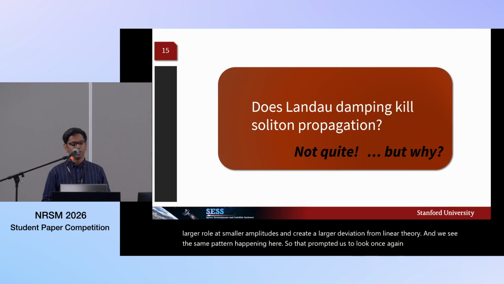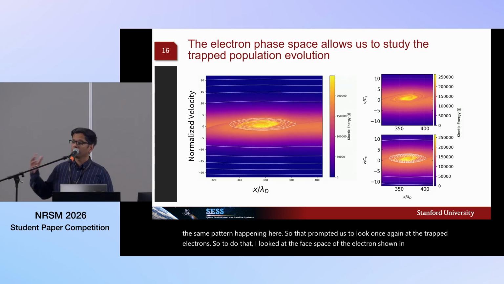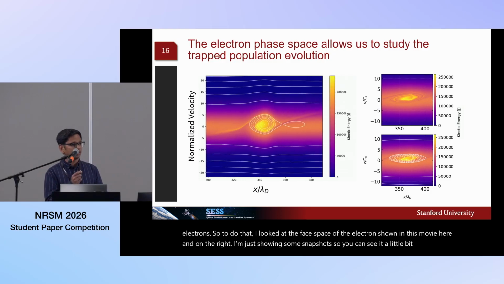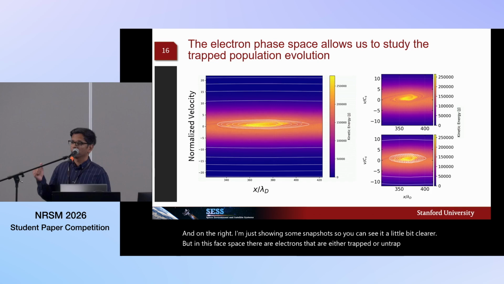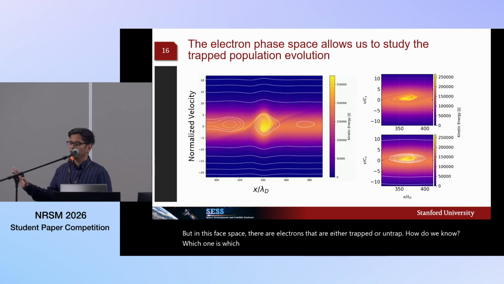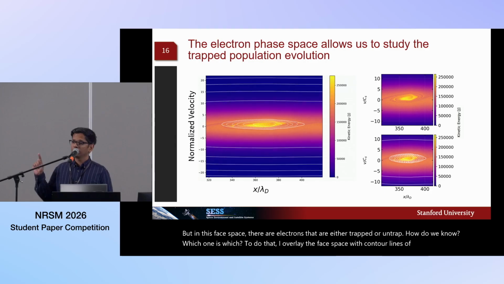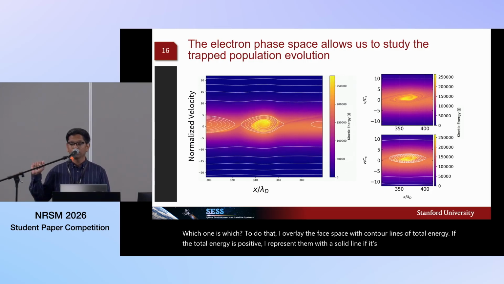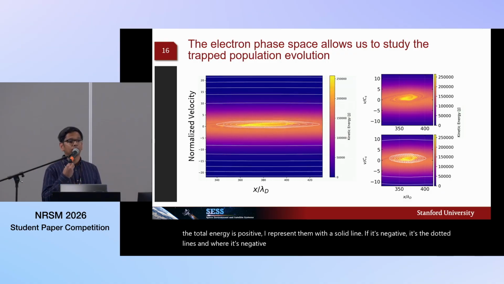the trapped electrons. So to do that, I look at the phase space of the electrons shown in this movie here, and on the right, I'm just showing some snapshots so you can see it a little bit clearer. But in this phase space, there are electrons that are either trapped or untrapped. How do we know which one is which? To do that, I overlay the phase space with contour lines of total energy. If the total energy is positive, I represent them with a solid line. If it's negative, it's the dotted lines. And where it's negative is where the electrons are trapped.